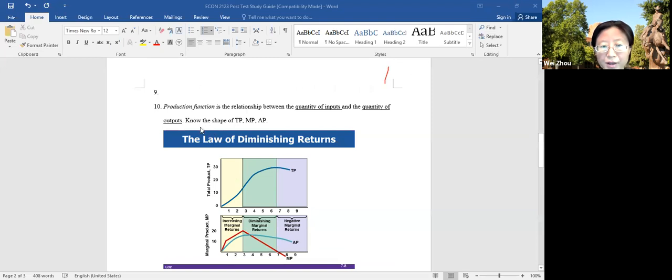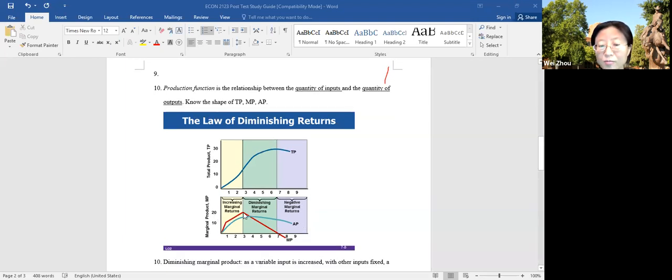So here you know the shape of total product, which is similar to total utility, and the marginal product, when it reaches the top point, shows diminishing marginal product. But remember, it goes up at the beginning, and then when it reaches the top, it goes down.